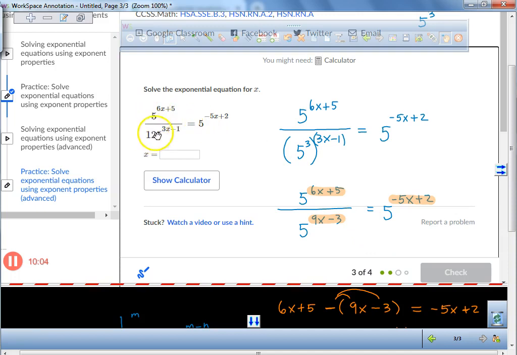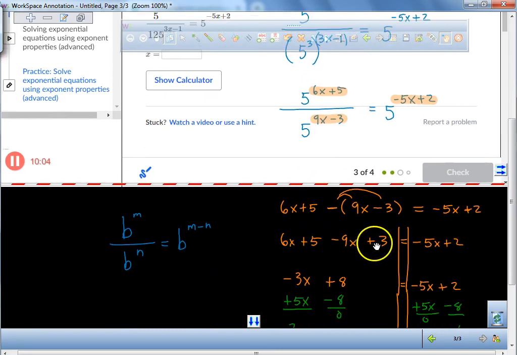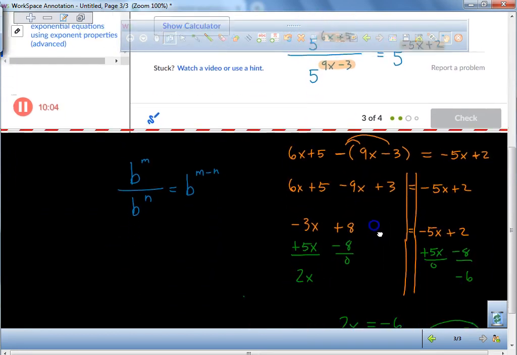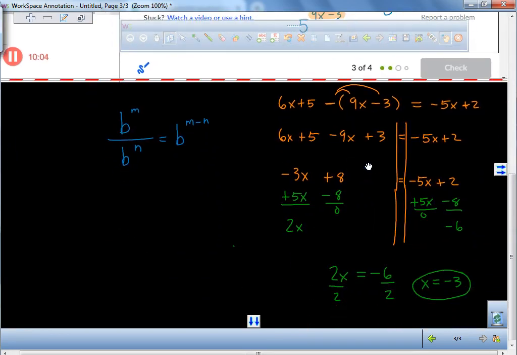All right, so let's do a quick review. What was step 1? Change the 125 to 5 cubed. Then multiply those together. We got 9x minus 3. Then we subtracted those. When we subtracted those, we got this right here. And then we solved for x and got negative 3.